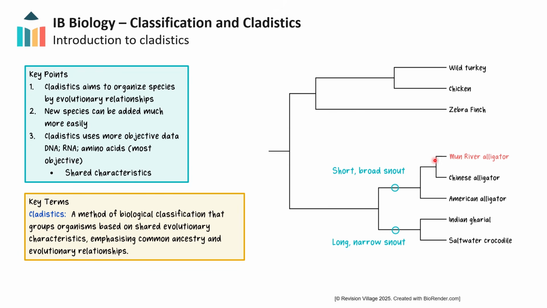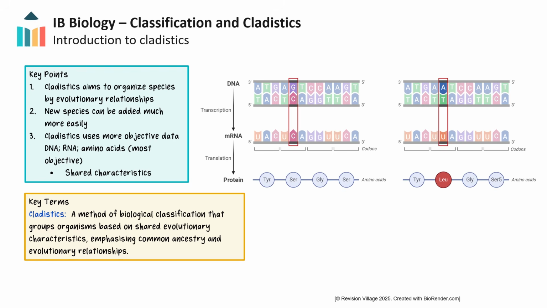Moreover, for living species and very well-preserved species, cladistics can use more objective data like differences in genetic sequences, such as DNA or RNA, as well as differences in amino acid sequences. This gives us more objective data and measurable ways to classify organisms that is based in evolutionary relationships rather than the more subjective practice of using morphologies.